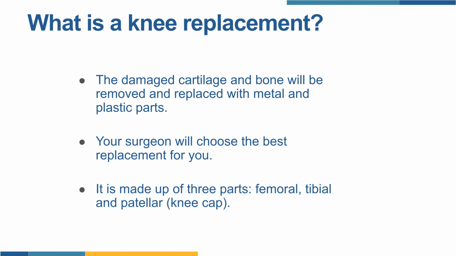In knee replacement surgery, the damaged cartilage and bone will be removed and replaced with metal and plastic parts. These parts come in different sizes, and your surgeon will decide the best one for you. Knee replacements consist of the two metal parts that cover the ends of the femur or thigh bone and tibia or shin bone, as well as a plastic liner that fits between these two parts. In surgery, if the surgeon sees that the inside surface of the patella or kneecap is worn out, they will replace the inner surface of your kneecap with a small plastic button.